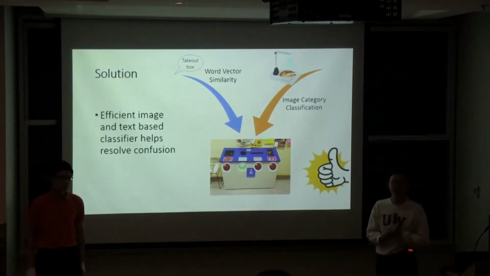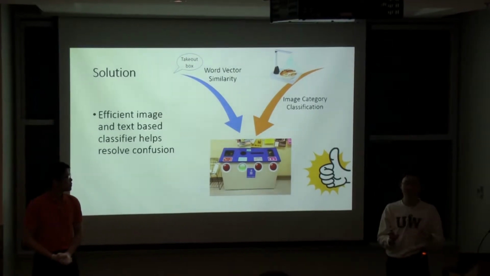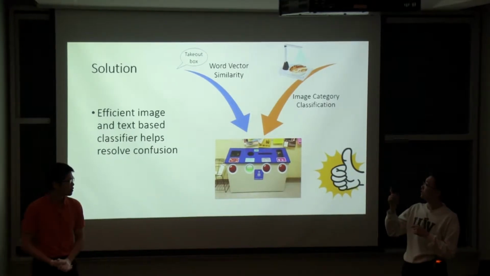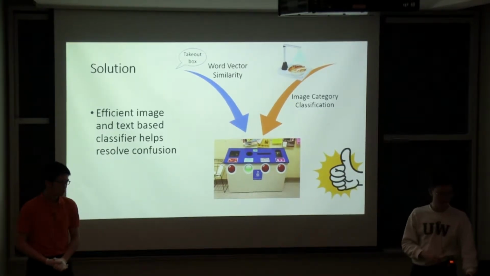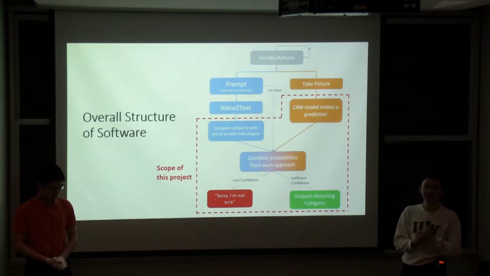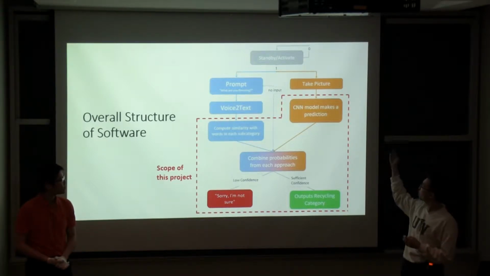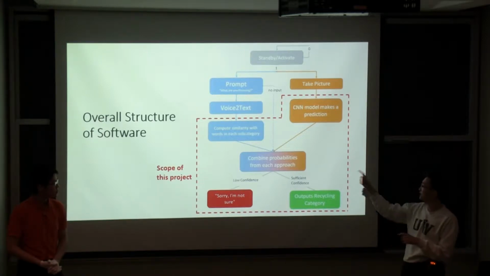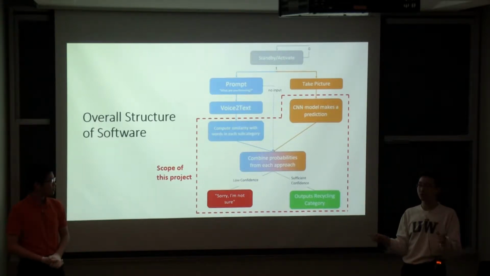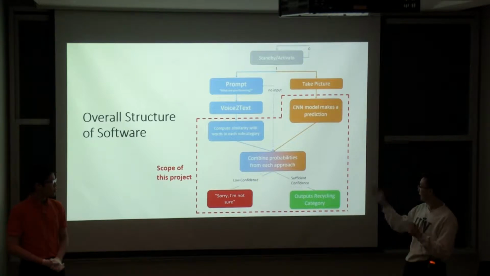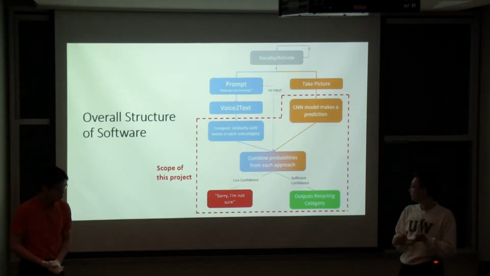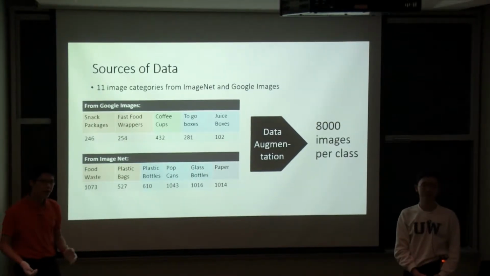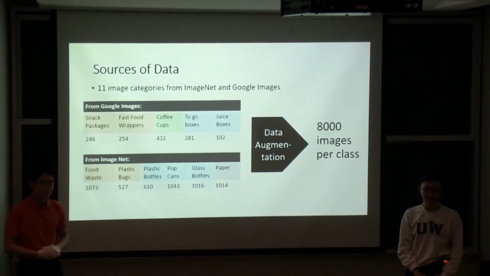For this project, we're trying to create a program that classifies waste items based on two inputs. The first one is its image, and the second one is a verbal description of it. So our software structure precisely reflects this. We have two models, one CNN that takes in a picture input, and another neural net that takes in text. The results from those two models will be combined and weighted and output a final result that hopefully is more reliable.